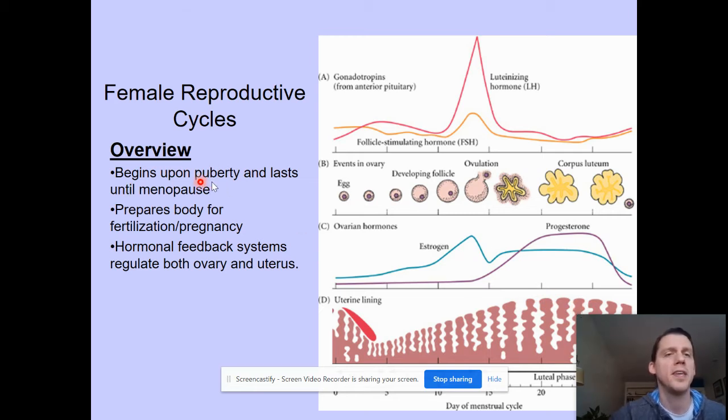So these reproductive cycles with hormones begin at about puberty and last until menopause. They prepare for fertilization and pregnancy, and they are hormonal feedback systems. So remember how we talked about positive feedback and negative feedback the other day? That involves these hormones. All right.